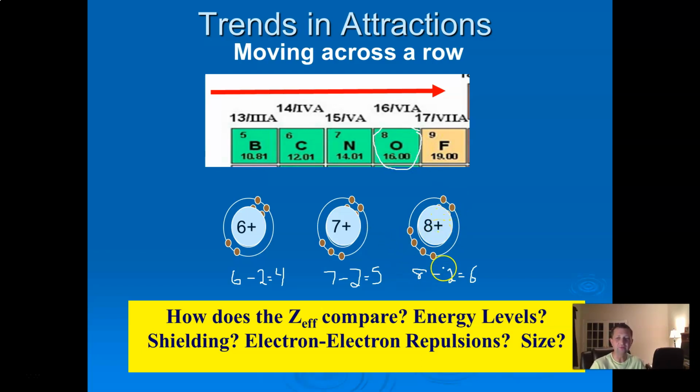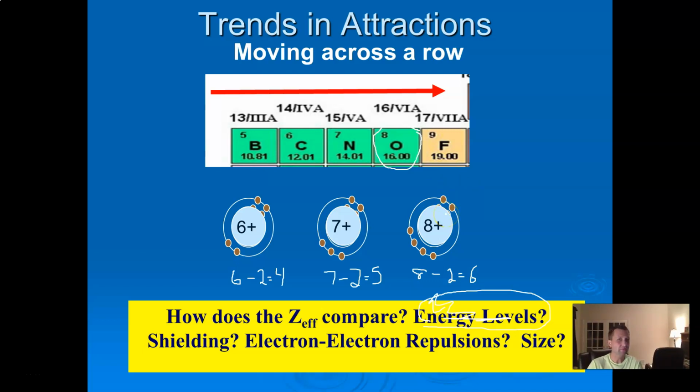You could figure that out formally by finding Zeff, or you could think it through. How do your energy levels compare? Well, all of these are in energy level 2. So for energy levels, it's a tie. You don't worry about it. Anytime you're comparing elements within the same row, you're not going to worry about number of energy levels. It's going to be a tie.